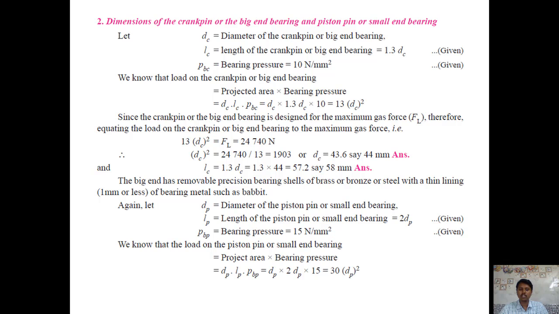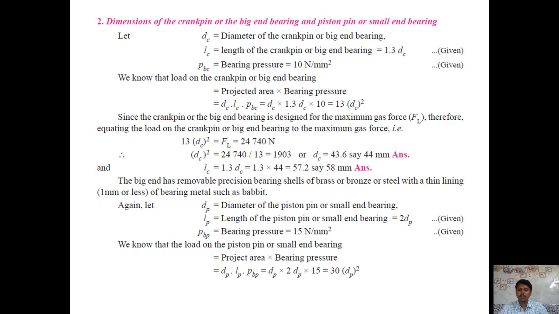Now equate this to the gas force. So here the maximum gas force is 24740 Newton. So from here you can calculate the diameter of the crank pin DC as 43.6, say 44 mm. From here you can also calculate the length of the crank pin, that is 58 mm.